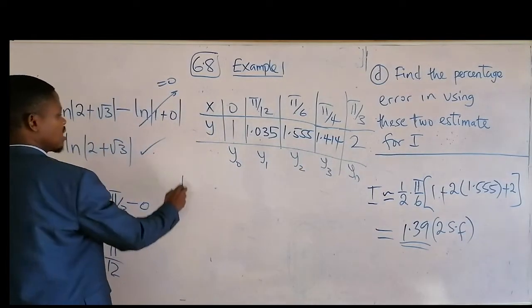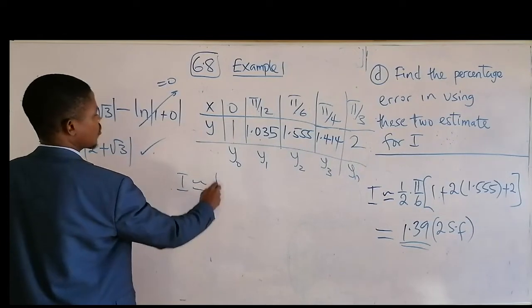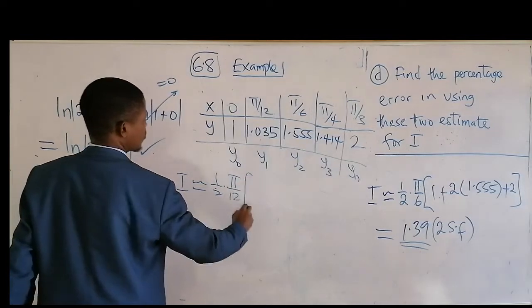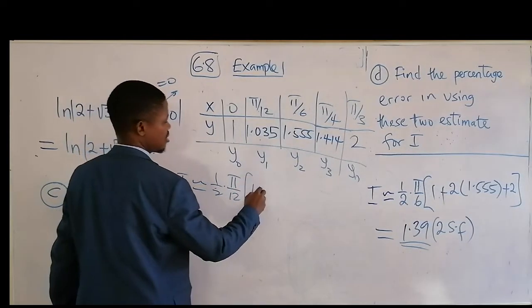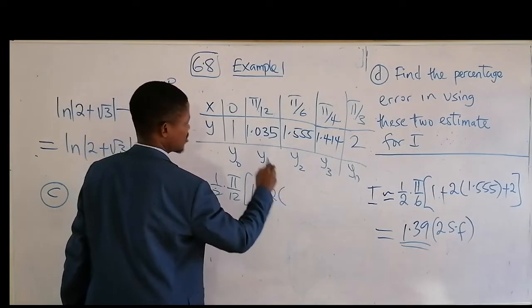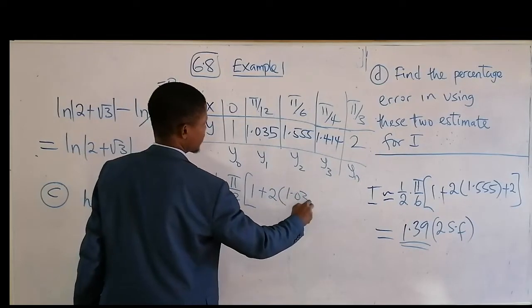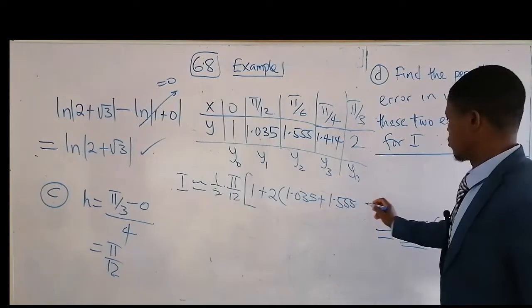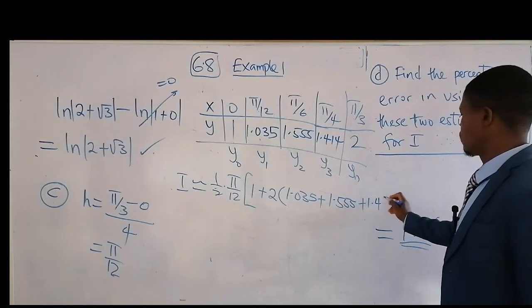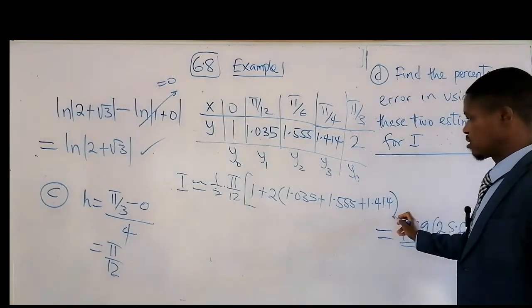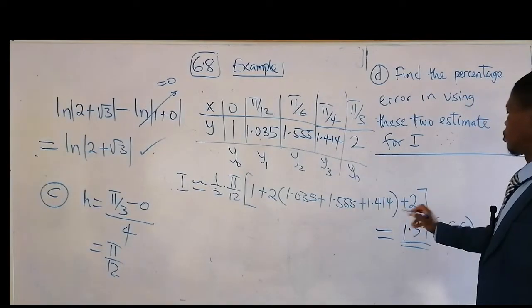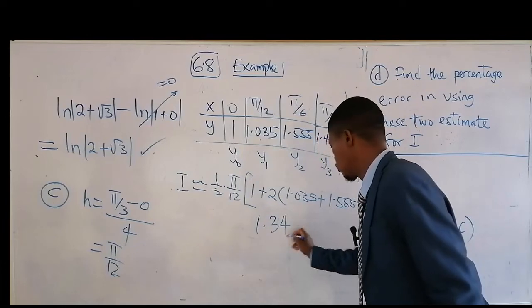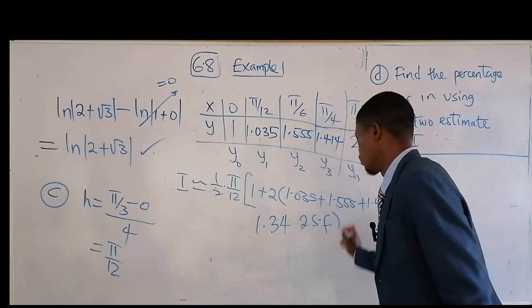So let's apply the formula. I is approximately equal to 1 over 2 times h, which is pi over 12. Then put your brackets. The first one, 1, plus 2 times 1.035 plus 1.155 plus 1.414. You close it, then plus 2. So this will give us 1.34 to 3 significant figures.